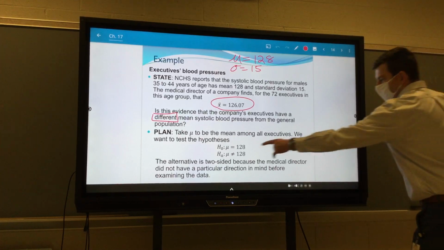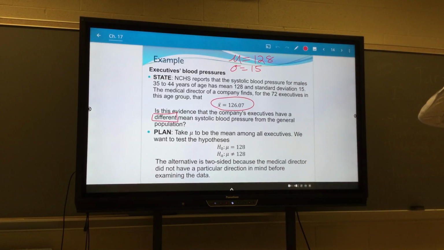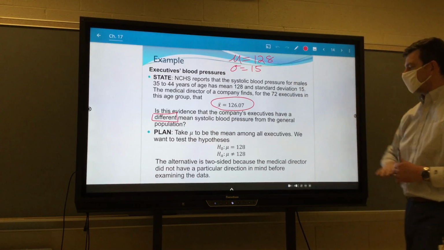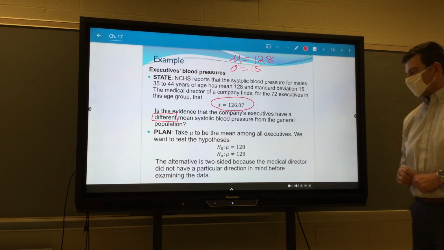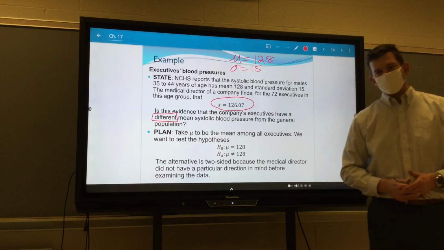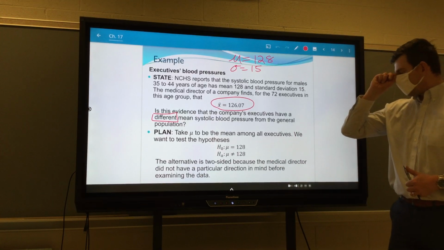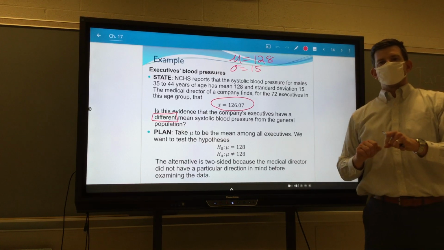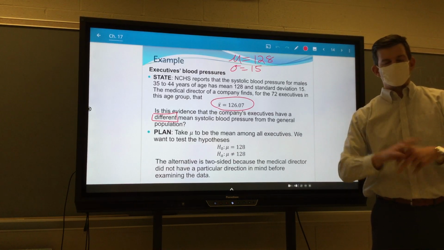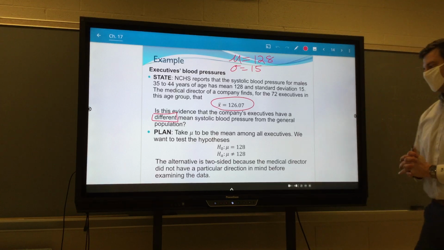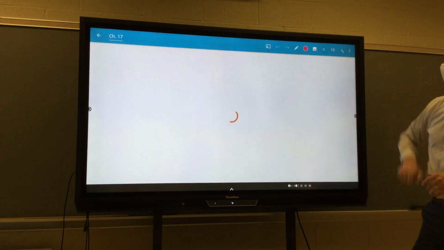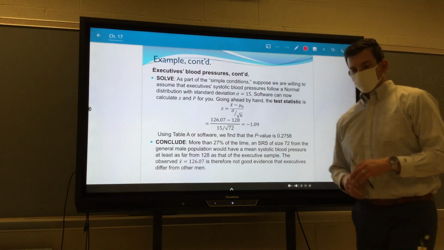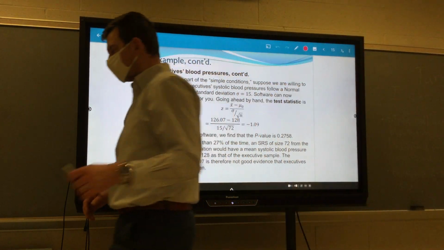So, our null hypothesis is that mu, the mean for the population, is 128. That's our accepted belief. The alternative is that mu is not equal to 128. And we want to know if our evidence of 126.07 is strong enough across a group of 72 randomly selected people to indicate that. So we go through our z-test to show that.